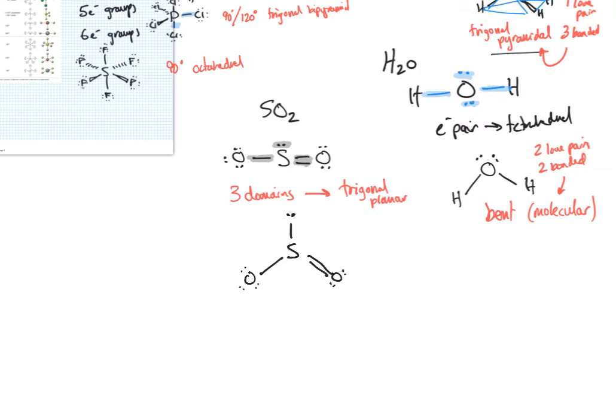And what do you notice? It looks quite a bit like the water, doesn't it? We also call this bent. So one lone pair, two bonded. We call that a bent molecular geometry.